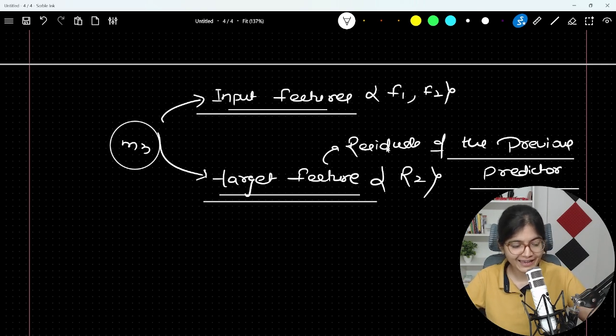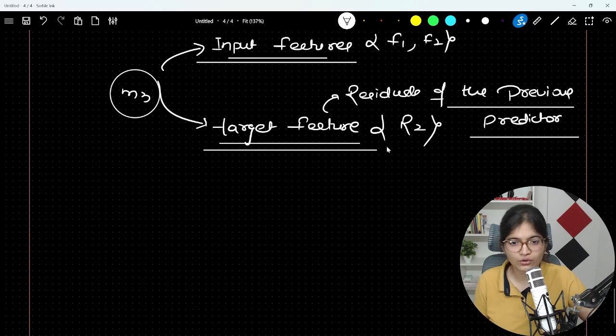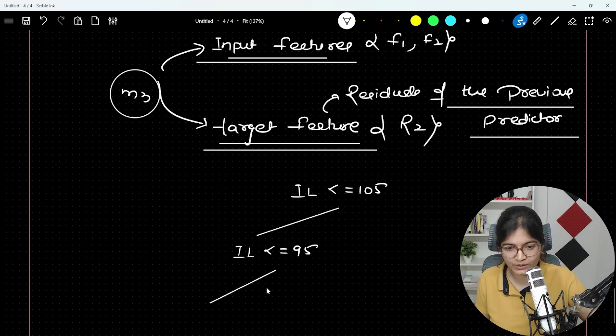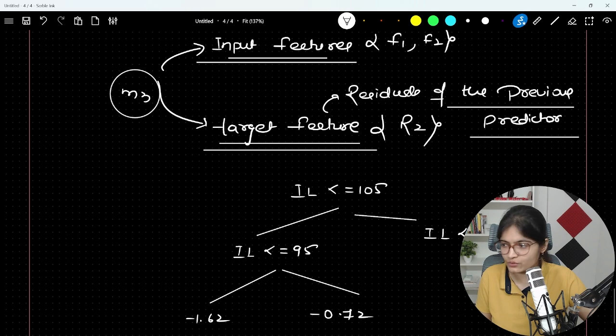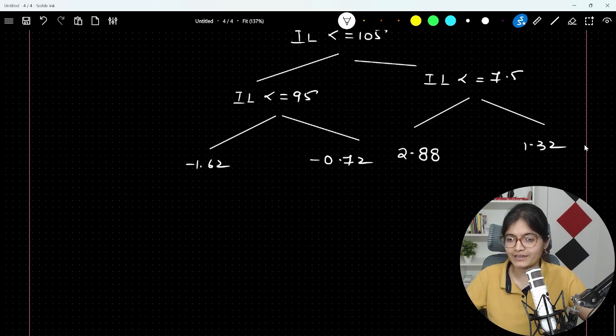So a new decision tree will be designed. Once you run this code on your Colab notebook, you will see how your tree looks. If intelligence level is less than or equal to 105, it goes towards the left. If intelligence level is less than or equal to 95, it again goes left and predicts negative of 1.62. Otherwise it predicts negative of 0.72. Here, if it is less than or equal to 7.5, it predicts 2.88. Otherwise it predicts 1.32.